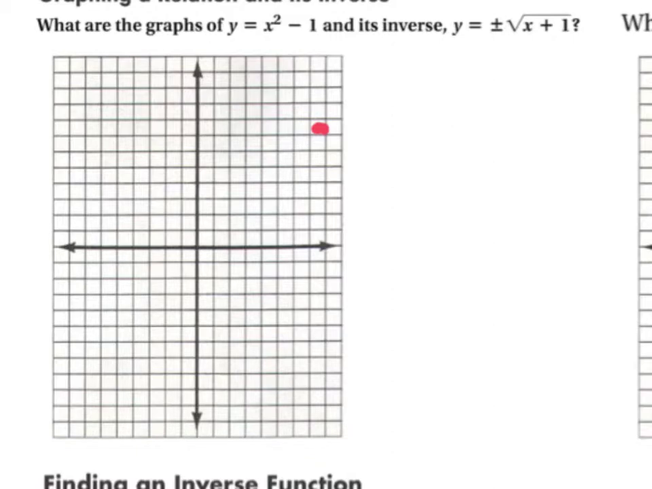Okay, so ignore that red dot there. I accidentally made a red dot that it's not allowing me to erase now. But anyways, we are given a relation y = x² - 1. Okay, and they also happen to give us the inverse of that: y = ±√(x + 1). So there's going to be two graphs. We're going to graph both of these, the original and the inverse of that relation.